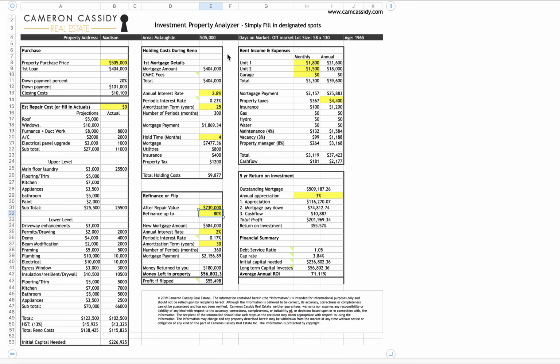what area the property is in, what the list price is or asking price, how many days on market it's been, the lot size, the age of the property. All things that I want to take into consideration, give me a quick little snapshot.